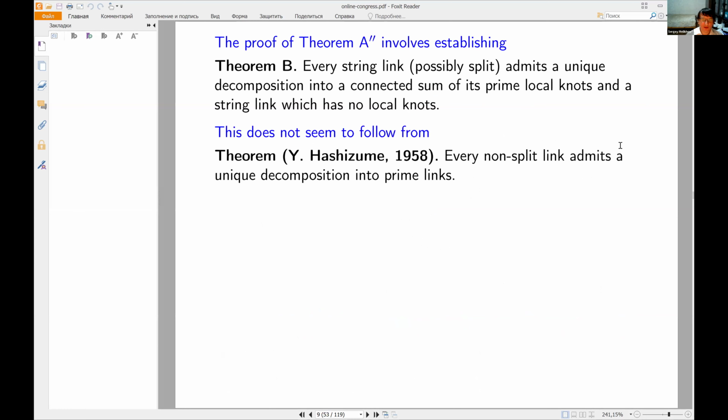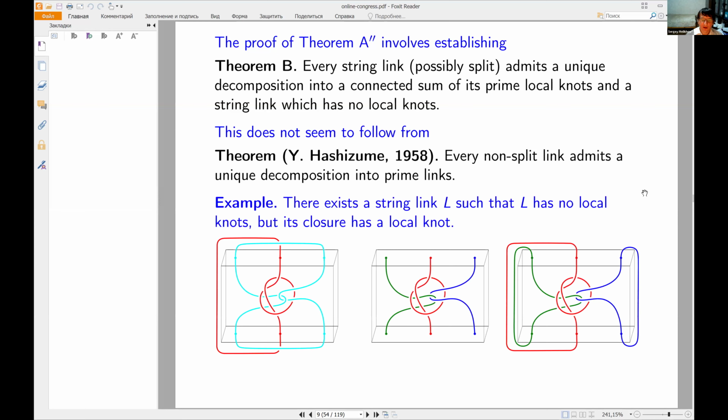So it would seem that this is a trivial theorem, because it's well known that every non-split link admits a unique decomposition into prime links. Unfortunately, it doesn't easily follow from that classic result, because there is the following example. There is a string link which has no local knots, but its closure has a local knot. So this string link is in the middle here, and its closure is on the right, and you can see that this closure indeed has a local knot.